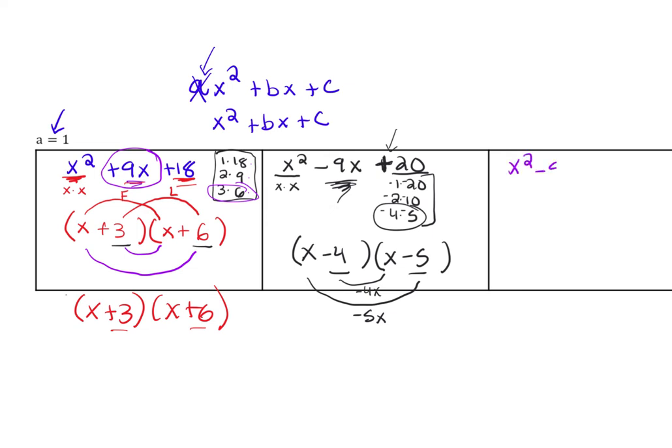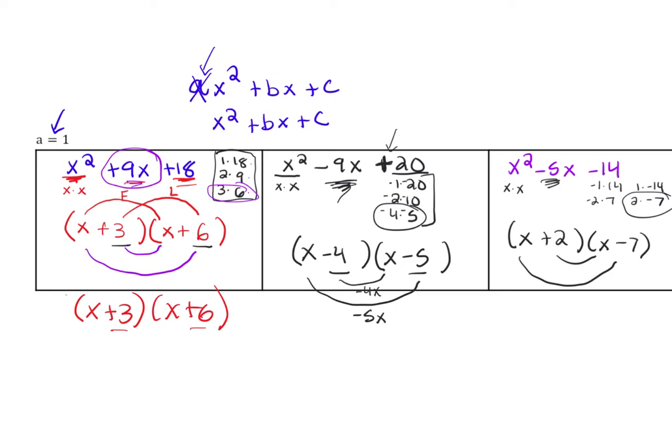x squared minus 5x minus 14. Factors of the first term, my only options are x and x. Now, factors of negative 14. So I could do negative 1 times 14, or 1 times negative 14, negative 2 times 7, or 2 times negative 7. Which combination gets me that middle term, the outside plus the inside, to get negative 5? It would be this one, plus 2, minus 7, because negative 7x plus 2x is negative 5x.